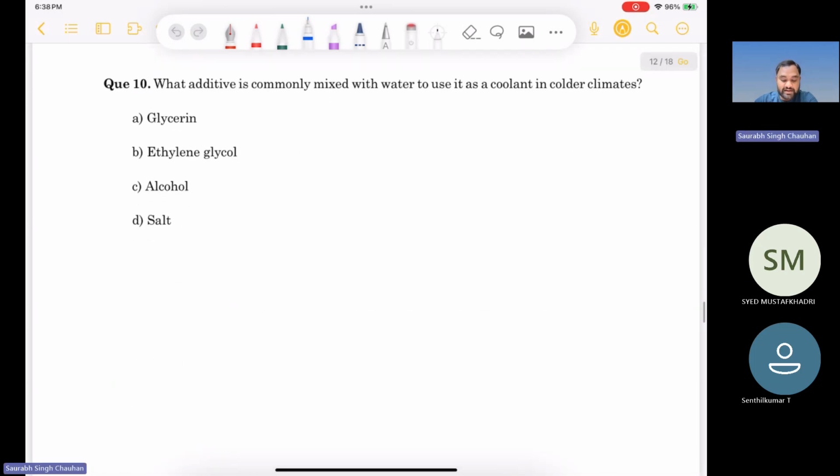So now let's move to question number 10. It says, what additive is commonly mixed with water to use it as a coolant in colder climate? As we discussed in the previous question, in certain colder climate countries, sometimes temperature drops below the freezing point of water. So the water that is the coolant can freeze, right? So what we do, we add certain additives. So it is asking what additive is that? Glycerin, ethylene glycol, alcohol, or salt.